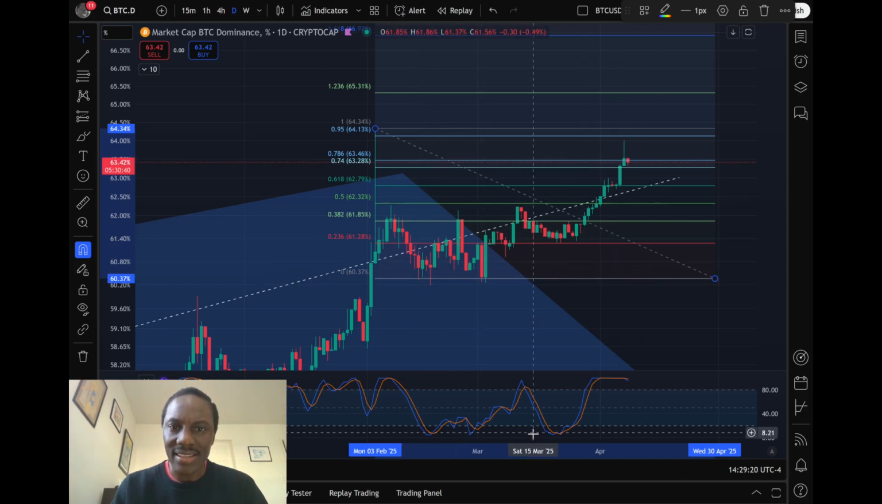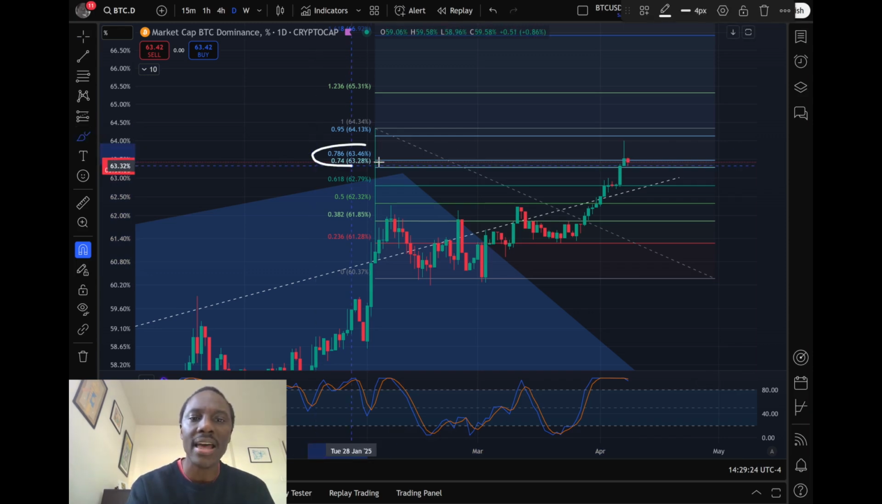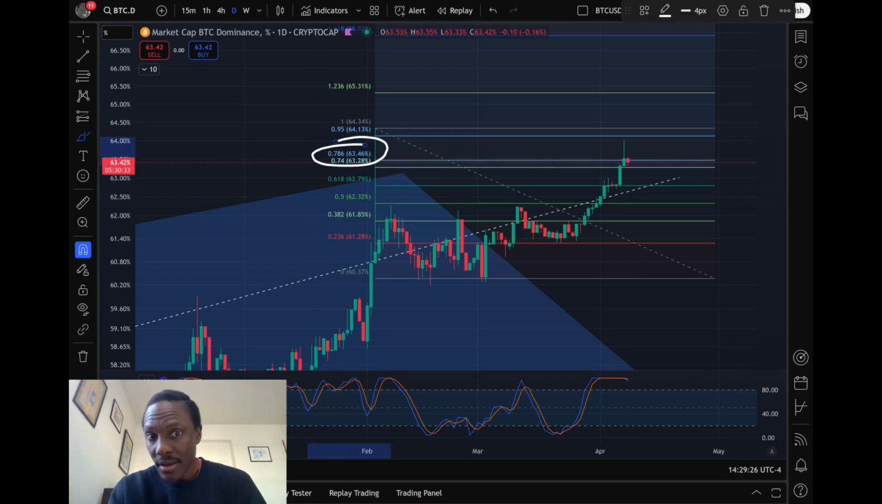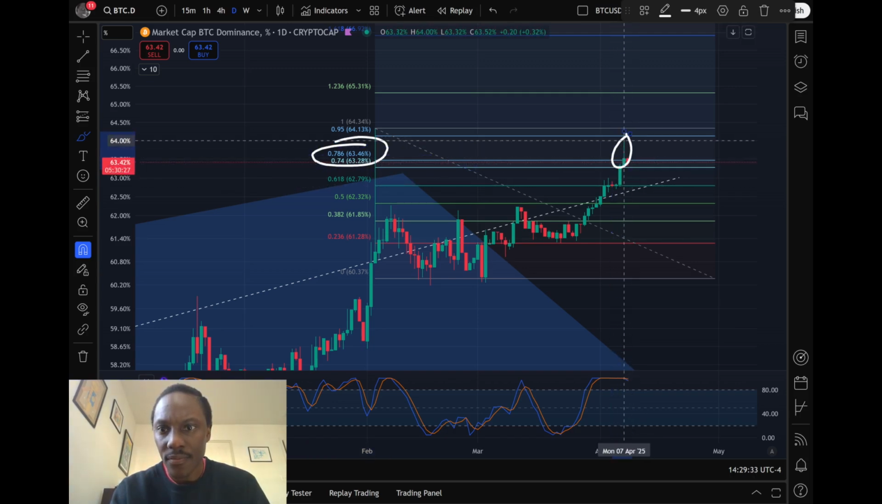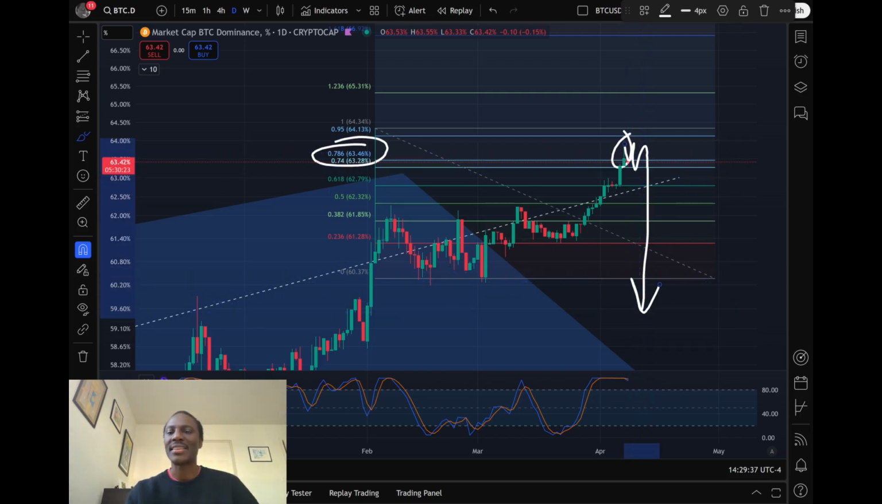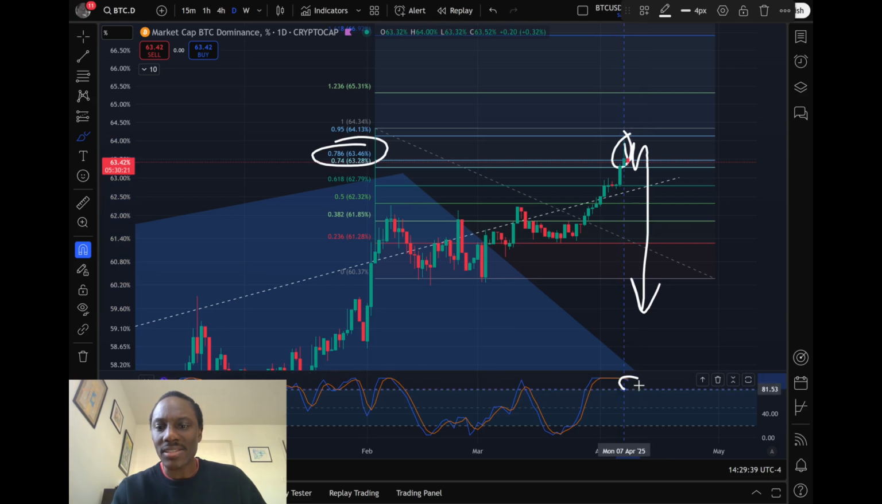You can see that the 0.786, which is the minimum retracement for a flat correction according to Elliott wave thesis, has been satisfied. And now you get another doji candle. So this is what we expect. This also coincides with our stochastic RSI momentum indicator showing overbought nature of price action.